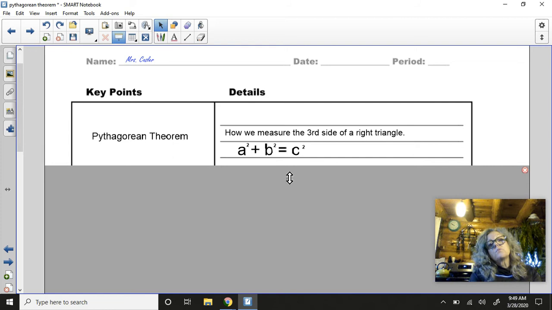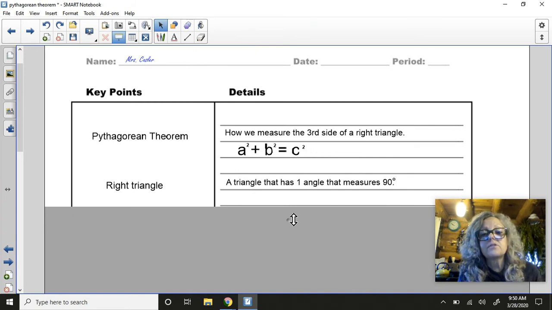The formula, which we're going to use in the next video I do, is a squared plus b squared equals c squared. Now, if you'll remember, the c is the hypotenuse. The c is always the longest side, and the a and b are the measurements of the two sides that come out of that right triangle. Okay, those two legs.